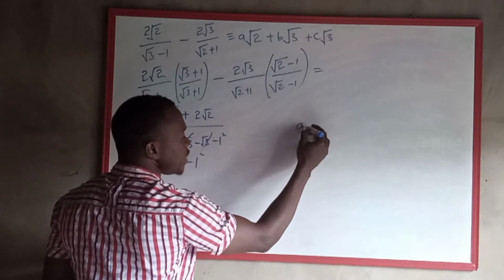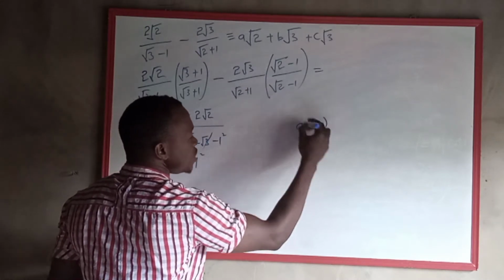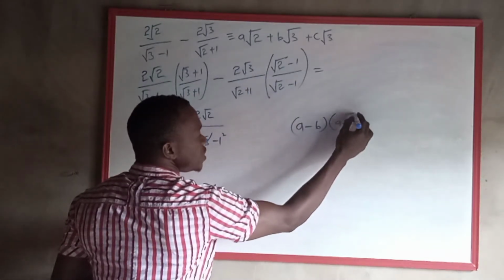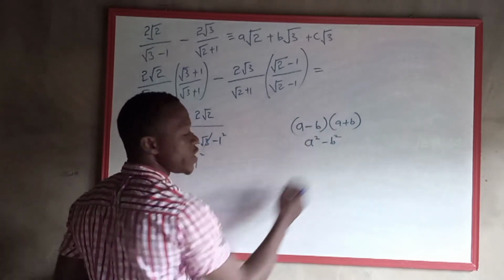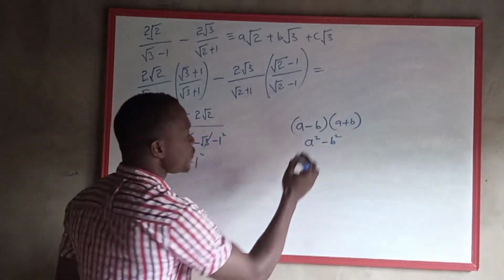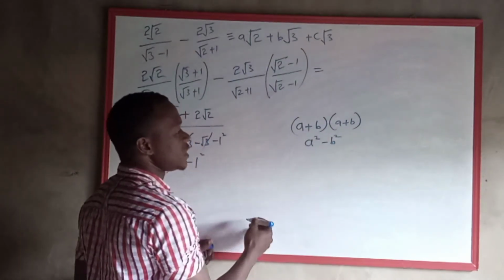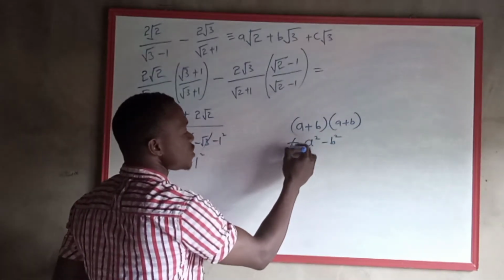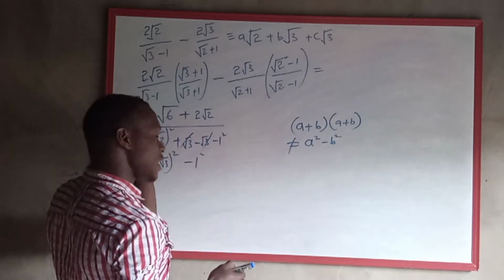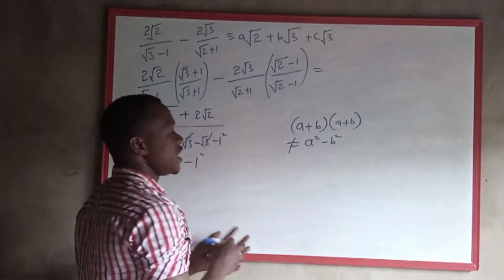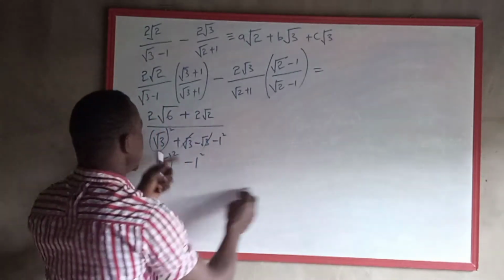Now, let me explain it better. We have a minus b and a plus b, which will give us what? A squared minus b squared. But if we had a plus b and a plus b, it's not going to give us that. It's not going to give us that. So since we have minus and plus, automatically we can apply that a squared minus b squared in this particular equation.